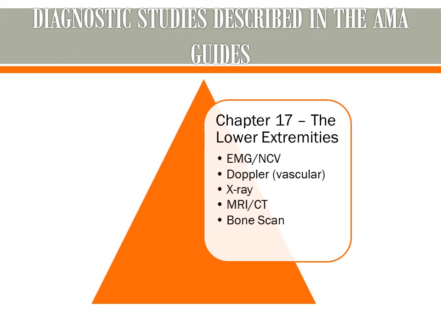What about Chapter 17, the lower extremities? Chapter 17 makes specific reference to X-ray studies, refers to EMG and CV studies, talks about Doppler studies for assessing vascular integrity, talks about MRI and CT scans, and also talks about bone scan studies.